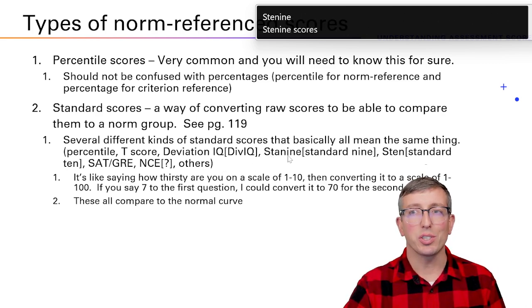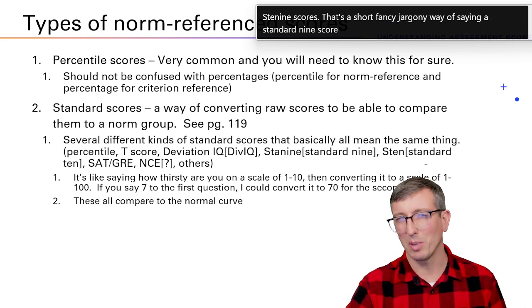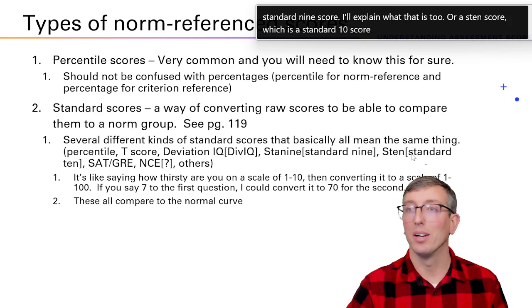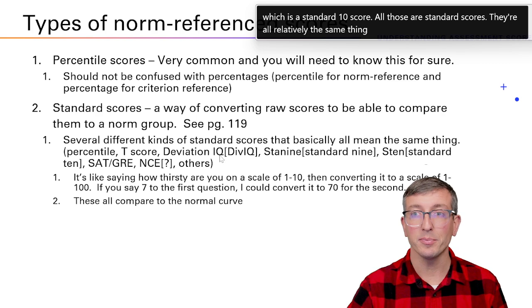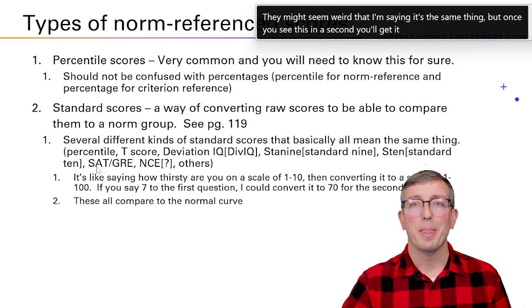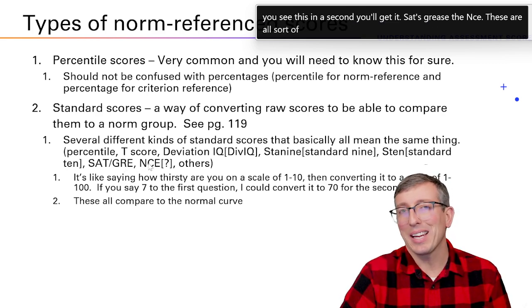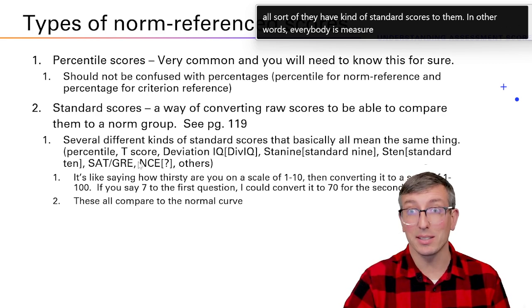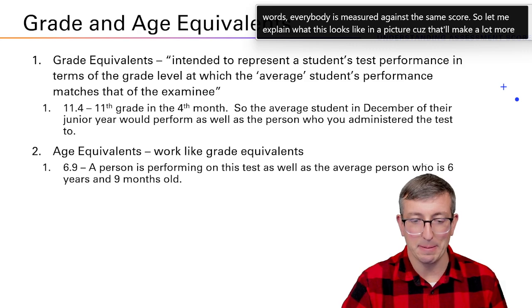Stanine scores, that's a short, fancy, jargony way of saying a standard nine score. I'll explain what that is too. Or a STEN score, which is a standard ten score. All those are standard scores. They're all relatively the same thing, okay? It might seem weird that I'm saying it's the same thing, but once you see this in a second, you'll get it. SATs, GREs, the NCE, these all have kind of standard scores to them. In other words, everybody is measured against the same score. So let me explain what this looks like in a picture, because that'll make a lot more sense.